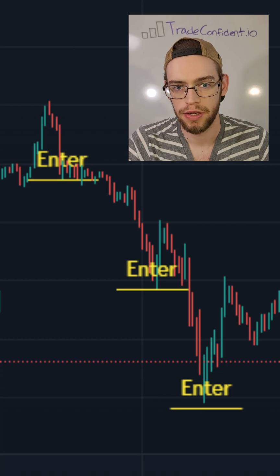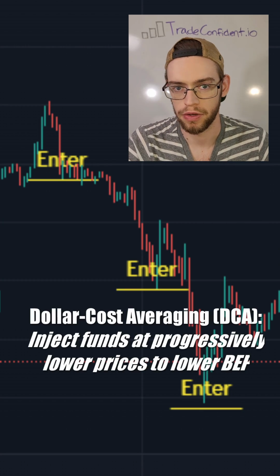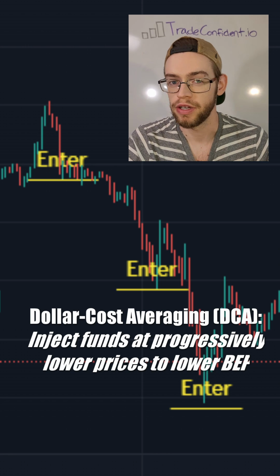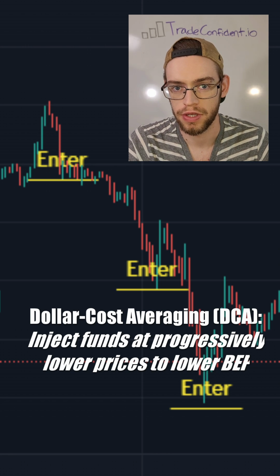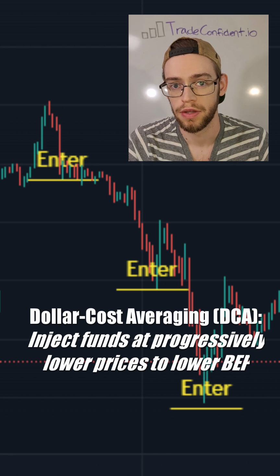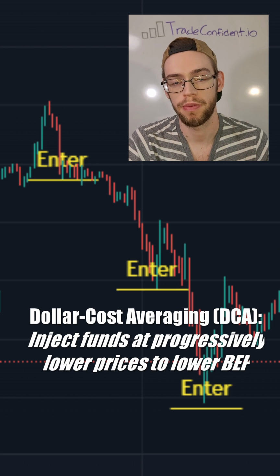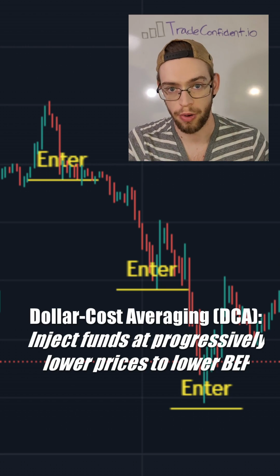The first technique I use to lower my break-even point is called dollar cost averaging. This is a very common strategy in the crypto universe, and a lot of people use it. This is a very low-risk strategy. All you have to do is wait for the price to drop and enter at lower prices. Lower entries equal lower break-even point.